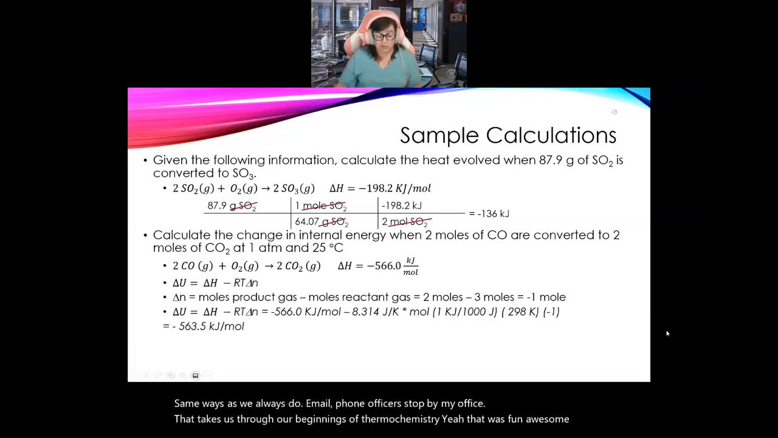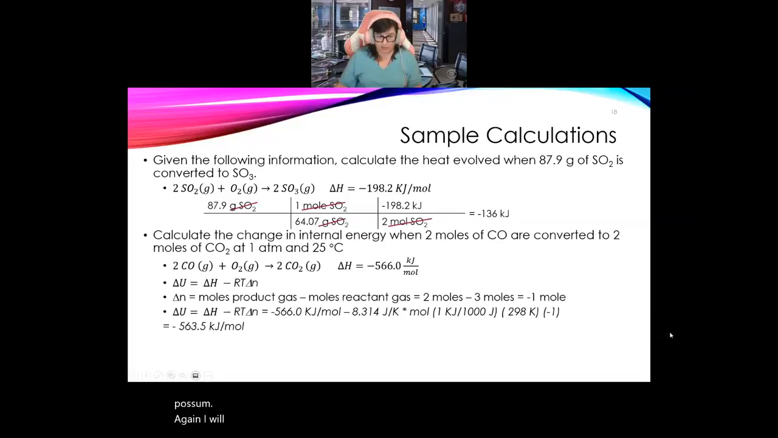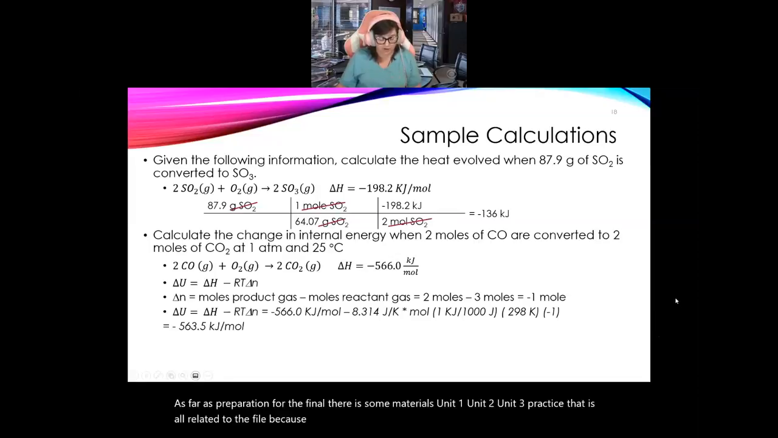Again, I will put together some questions for you so you can see what this is going to look like on the third exam. As far as preparation for the final, there are some materials, Unit 1, Unit 2, Unit 3 practice. That is all related to the final because I don't write that. That's a department final, and so that's practice related to the department final. Okay, so if you haven't looked at that, that's what that is for.